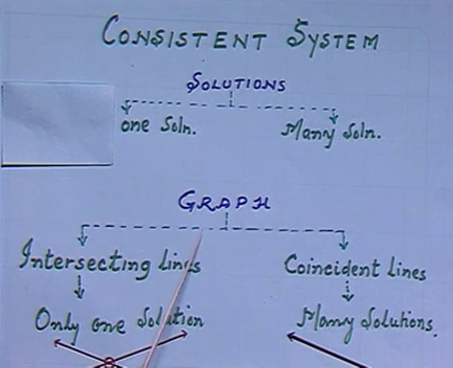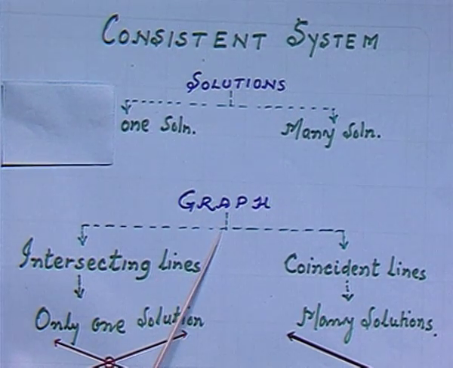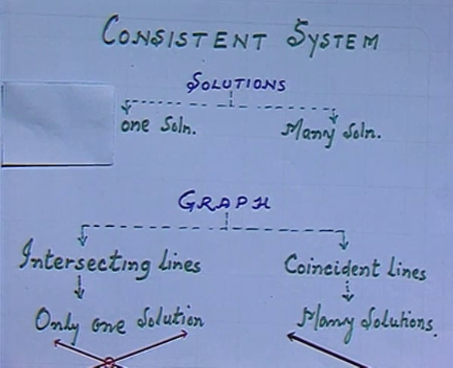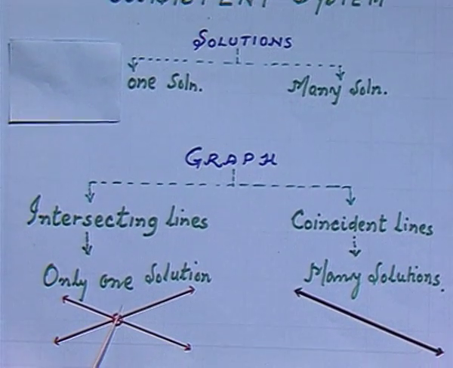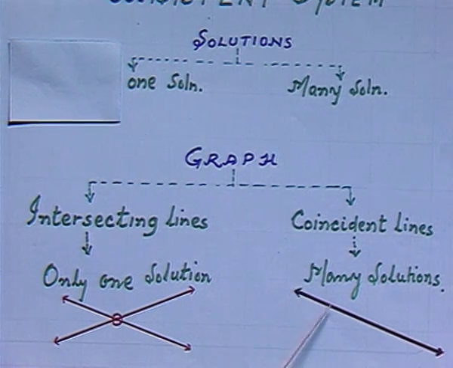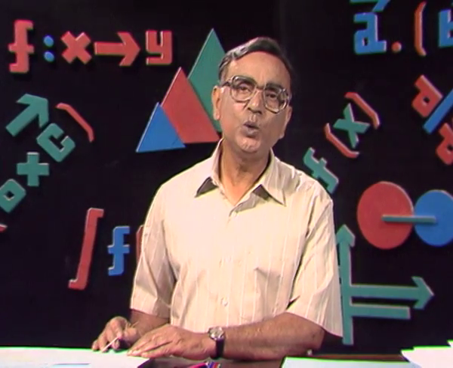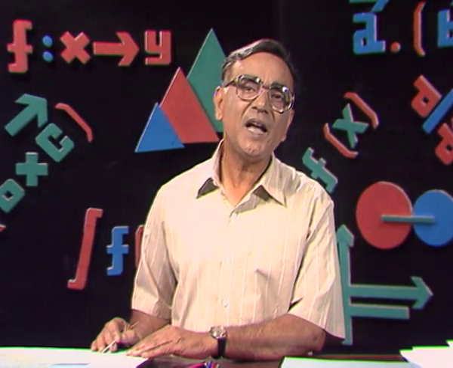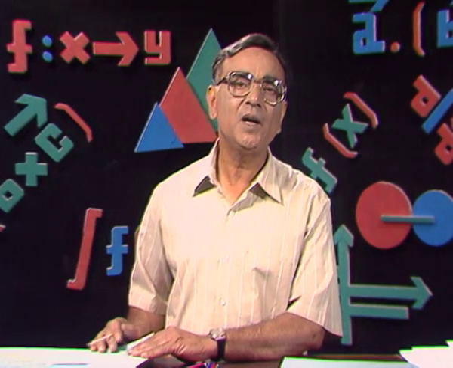And for a consistent system, if we happen to plot the graph, it will be either intersecting lines, and the point of intersection of the lines will be the solution of the system, that is, it will be satisfying both the equations, or there will be many solutions when the lines are coincident. In that case both the lines will be coinciding with each other. So, these are the two cases when we saw that the system is consistent. A consistent system can have one solution or it can have many solutions.